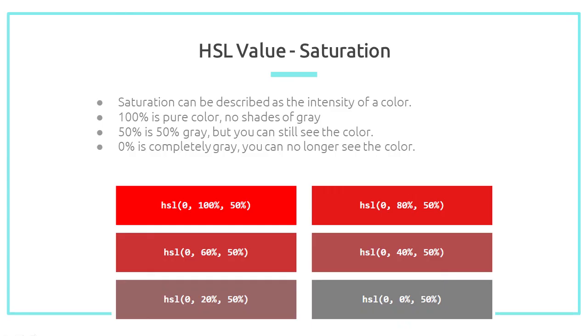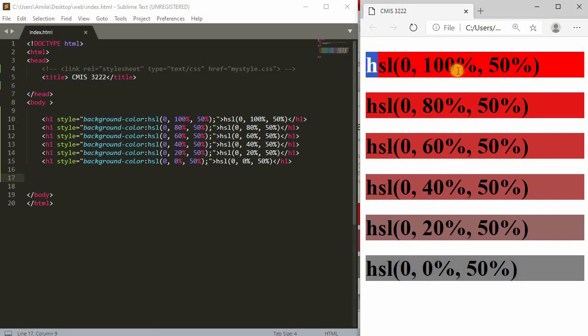Saturation. Saturation can be described as the intensity of a color. 100% is pure color, no shades of gray. 50% is 50% gray, but you can still see the color. 0% is completely gray, you can no longer see the color. We have 6 headings. Each one displays the HSL values in text. When the second percentage changes, it changes the color from pure to gray.